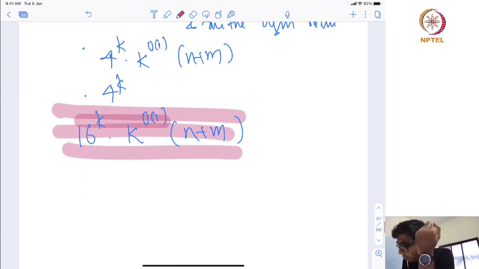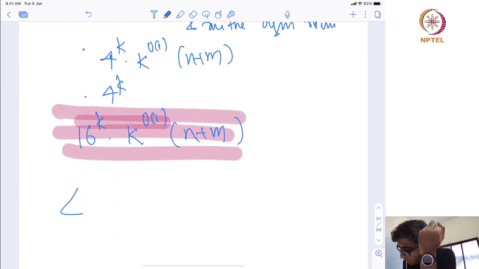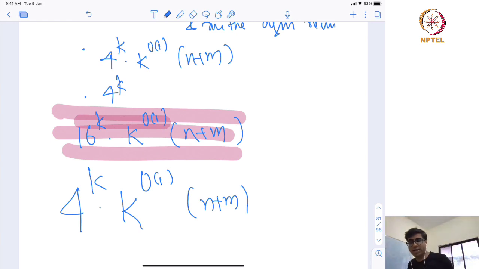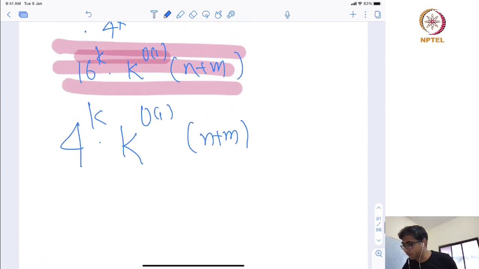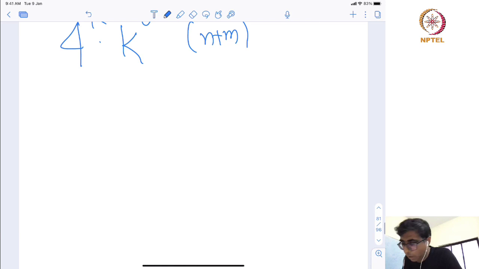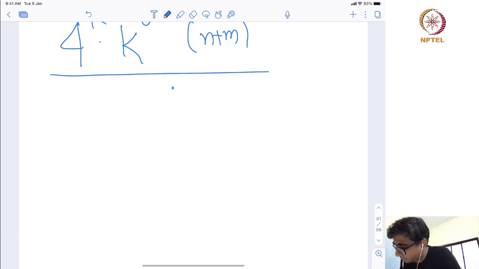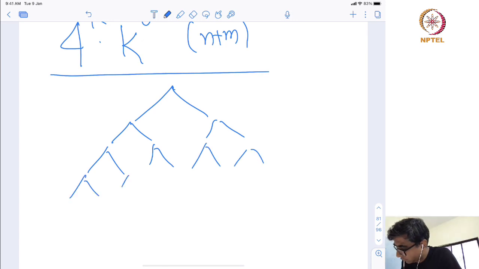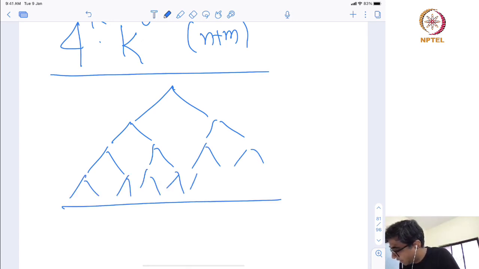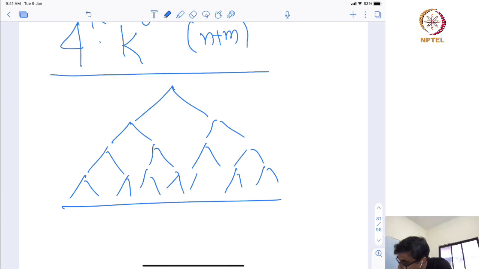But what we promised is an algorithm with running time 4 to the power k, k to the power big O of 1 times n plus m. And to achieve this, it is a bit more complicated, and I'll refer you to the book for this, but let me give you some idea how we achieve this kind of running time. Look at the number of leaves. Number of leaves is 4 to the power k. Now look at the work at any node.